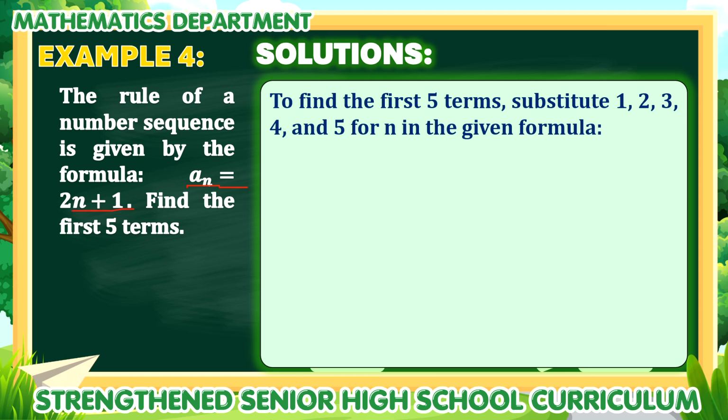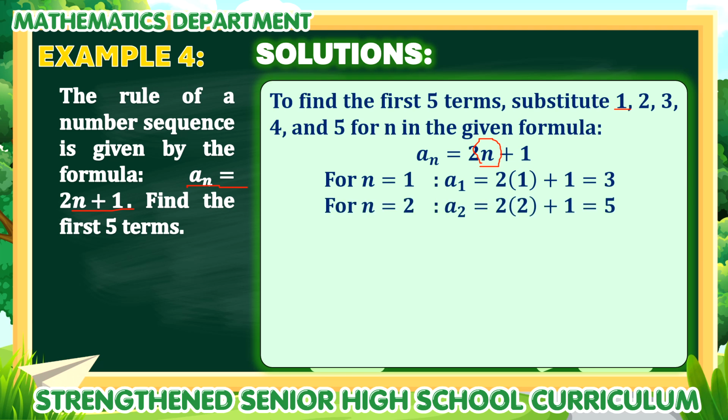Now, by substituting our first value of n, which is 1, we have, for n equals 1, a sub 1 is equal to 2 times, we replace this n with our value of n, that is 1, and then plus 1. So 2 times 1 plus 1 gives us 3. For n equals 2, we substitute again the value of n, which is 2. So we have a sub 2 is equal to 2 times 2 plus 1, that gives us 5.